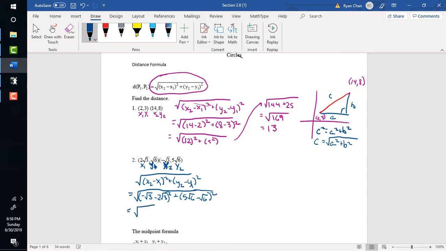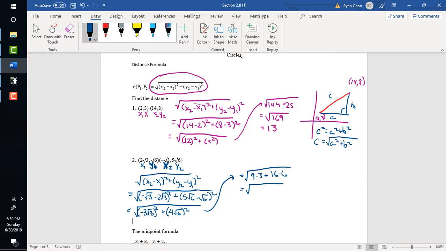So let's take a look at this. Remember, when you combine radicals, negative square root of 3 minus 2 square root of 3 is going to be negative 3 square root of 3, squared. And then 5 square root of 6 minus square root of 6 will be 4 square root of 6, squared. Okay? And remember, when you're squaring this, you're squaring the number outside and the number inside and you multiply them together, right? So negative 3 squared is 9 times, and then square root of 3 squared is 3. And then 4 squared is 16, square root of 6 squared is 6.